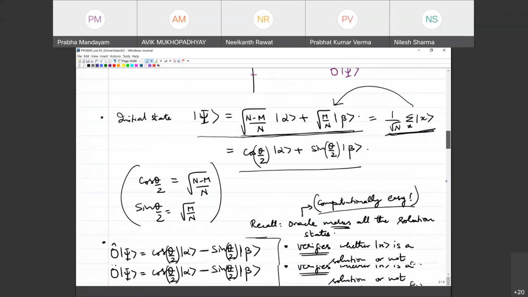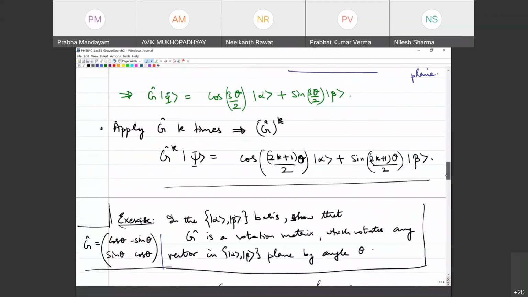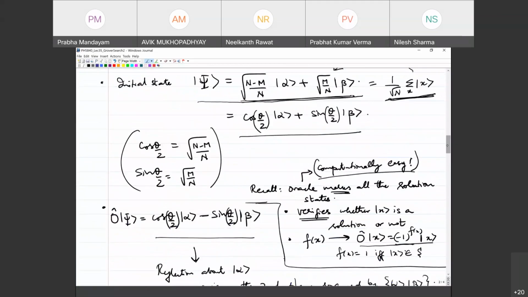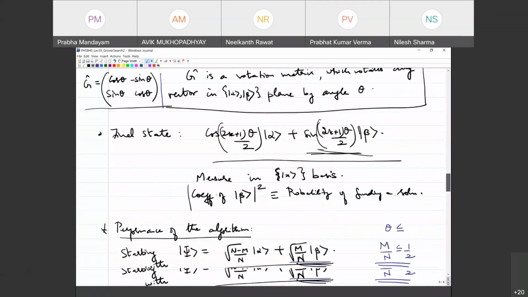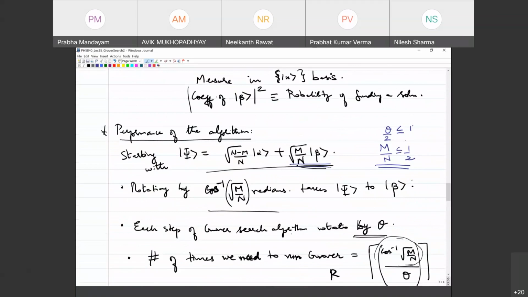Let me write that. So this means that your theta, theta was sine inverse of, rather cos inverse of n minus m by n, right? Where did I define theta? Yeah. So sine of theta by 2 is then less than or equal to half. So theta by 2 is less than or equal to pi by 4. Your starting angle is less than or equal to pi by 4, right? But if m is greater than n by 2, then your starting angle is something greater than pi by 4, right? Which means you're starting much closer to beta.